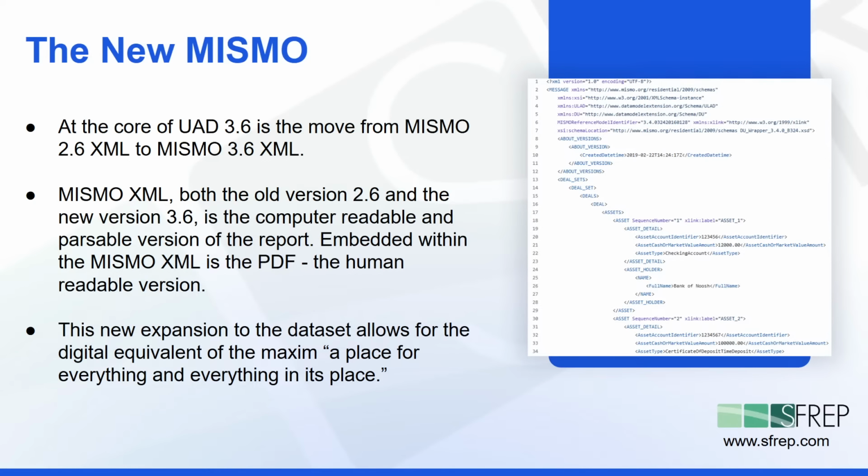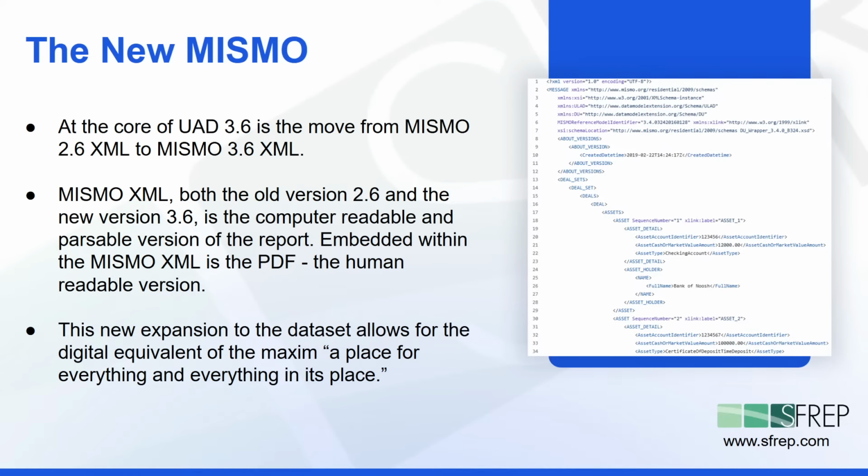So let's talk about the new MISMO. A lot of people don't even know what MISMO is. MISMO is a type of XML. So at the core of UAD 3.6 is the move from MISMO 2.6 XML to MISMO 3.6 XML. You can think of XML, I think it's extensible markup language, as kind of like an offshoot of HTML. So if you've ever built a website, this type of code right here will probably look fairly familiar to you. And it's the same concept.